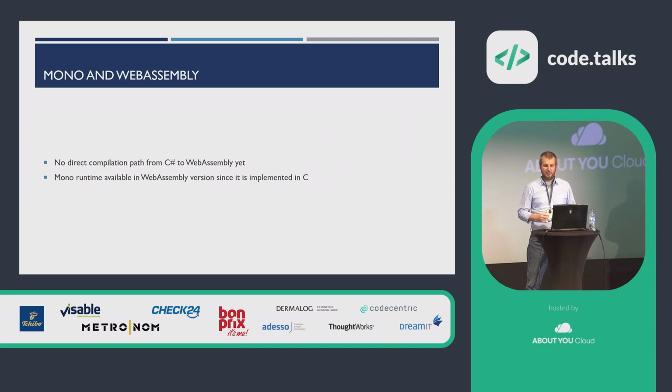Surprisingly, there is no direct compilation path from C# to WebAssembly yet. WebAssembly doesn't support garbage collection and a lot of other stuff. But luckily, the Mono runtime is implemented in plain C, and plain C can be compiled to WebAssembly. So once you do that, you end up with a .NET framework running in the browser. And this is what Blazor WebAssembly uses to bring .NET to the browser.